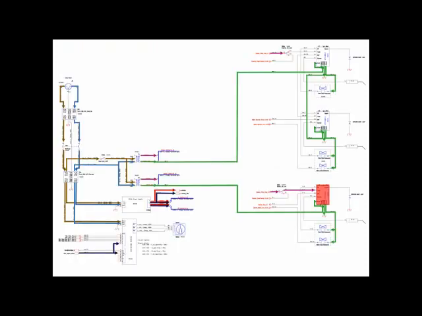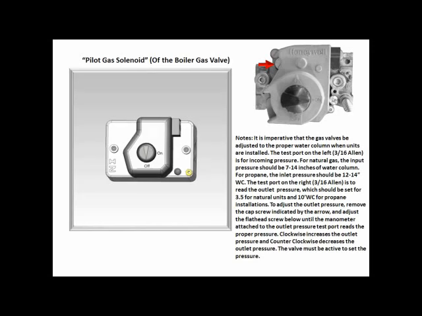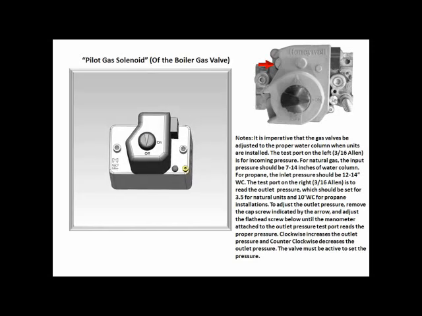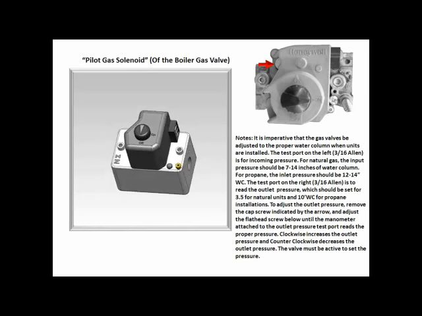On the diagram, the module output to the gas valve is now shown. The dual solenoid boiler gas valve is represented here.